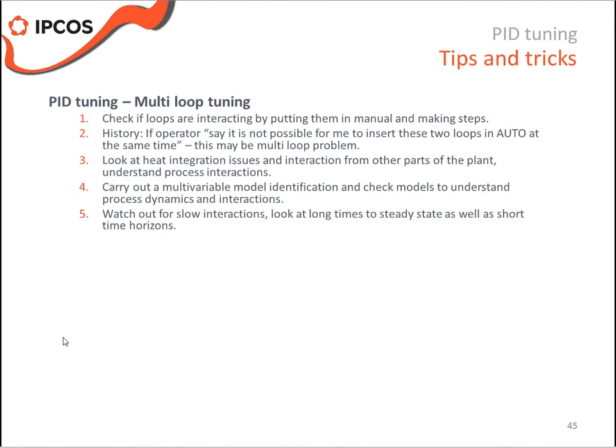I said already earlier that doing a multivariable model identification really helps you understand the process dynamics, and sometimes you'll be surprised at the interactions you find, things that you didn't actually think work that way. The other thing to watch out for is the dynamics of the process itself. It could be that you have slow times or long times to steady state, or you might have really fast times to steady state. And really you need to make sure you think about those when you're doing your model identification and tuning.